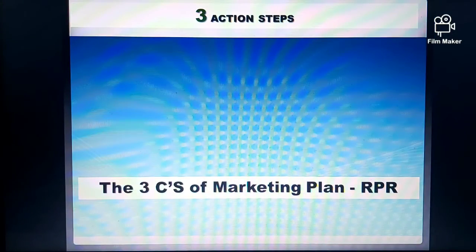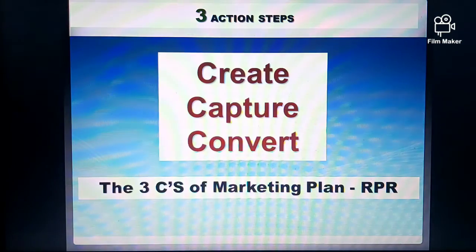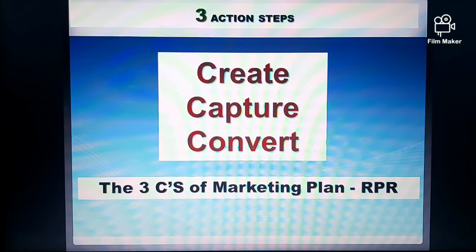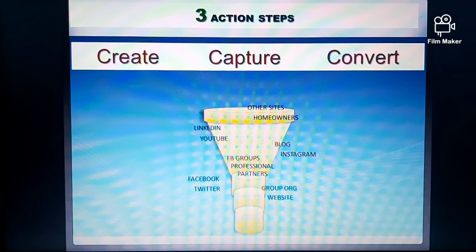So let's proceed with the 3 action steps. This is where your actions are needed. This is what I call the 3 C's of the marketing plan. Let's start with create, capture, and convert. From the word create, you have to create something unique. You have to create something different. And capture, you must be able to get all of these listings and leads, and convert, of course: that creation and capturing of leads must be converted into direct, high-paying patients. So we have what we call create, capture, convert.